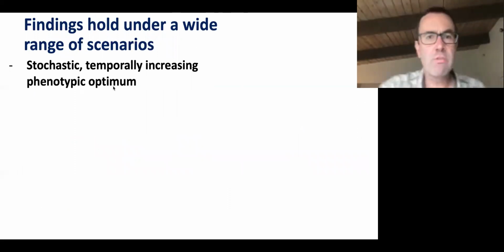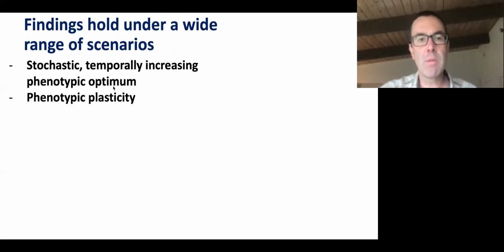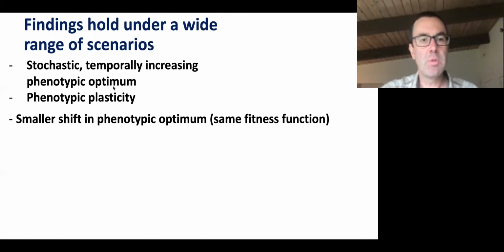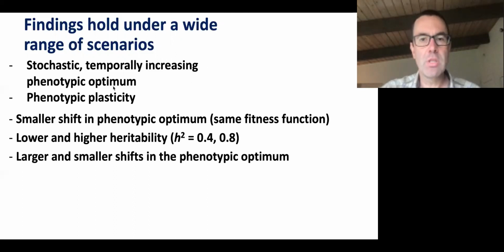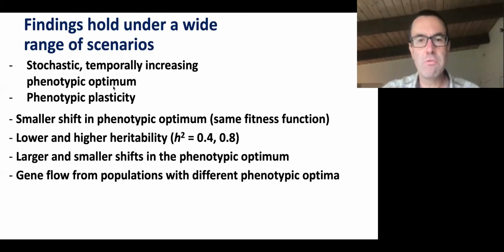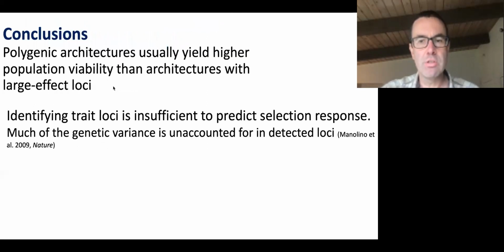And I should say that these findings hold under a very wide range of scenarios, including stochastic and temporally increasing phenotypic optimum, under phenotypic plasticity, with a smaller shift in the phenotypic optimum while holding the fitness function constant, under lower and higher heritabilities, with larger and smaller shifts in the new phenotypic optimum, and with gene flow from populations with different phenotypic optima.